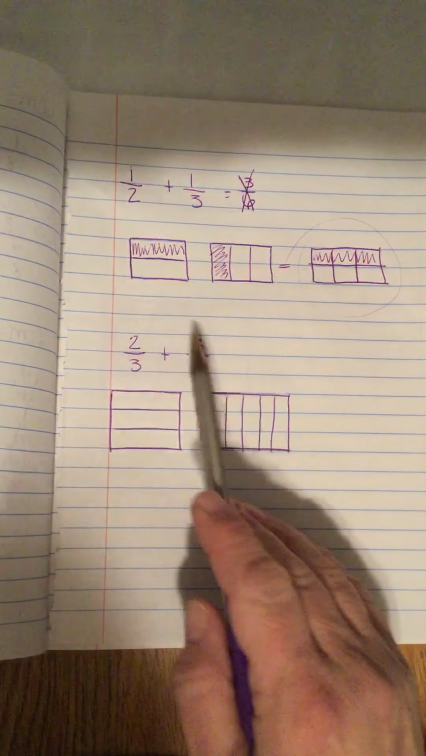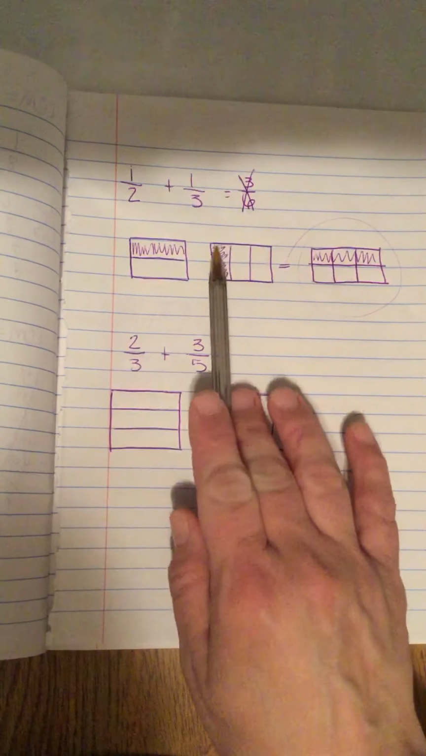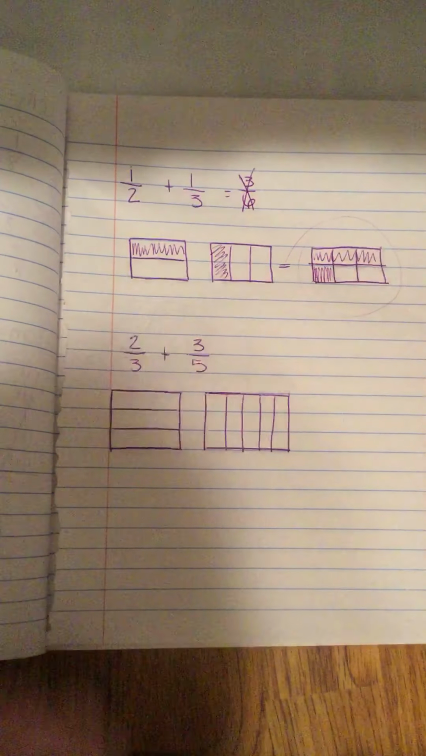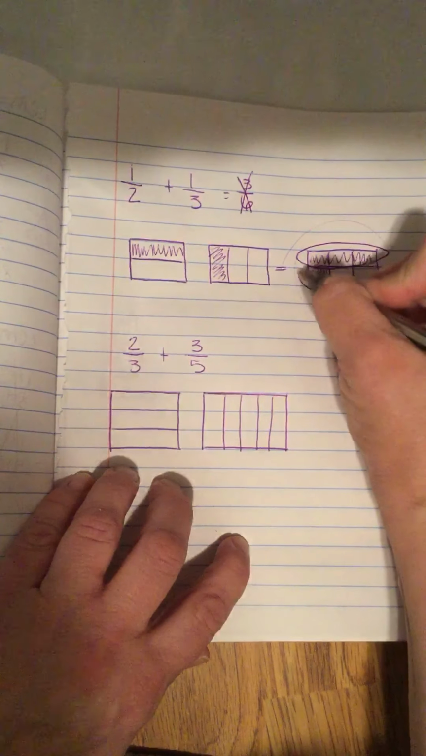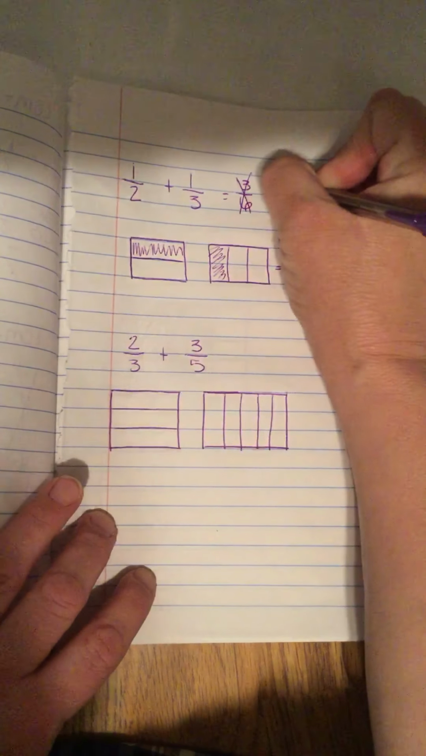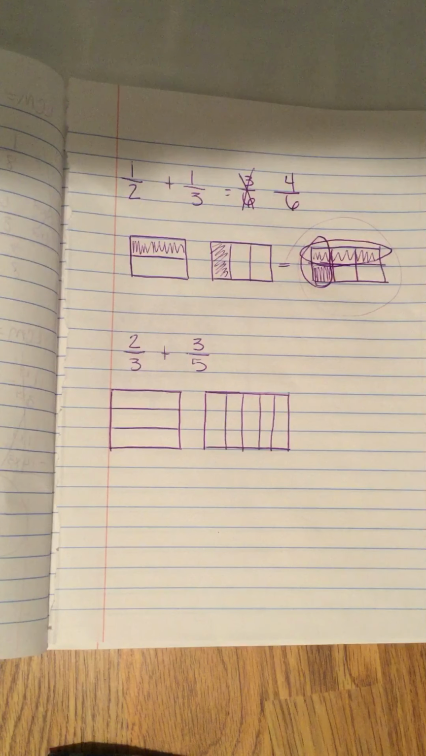Okay, you have to look at the whole picture. I did a half. Now I have to do a third. So now I have to shade in this one. So now I have 1/2 shaded and 1/3 shaded. A vertical and a horizontal. Now look at it and how many are shaded. 4 out of 6. Okay, so it's all in how you look at it.